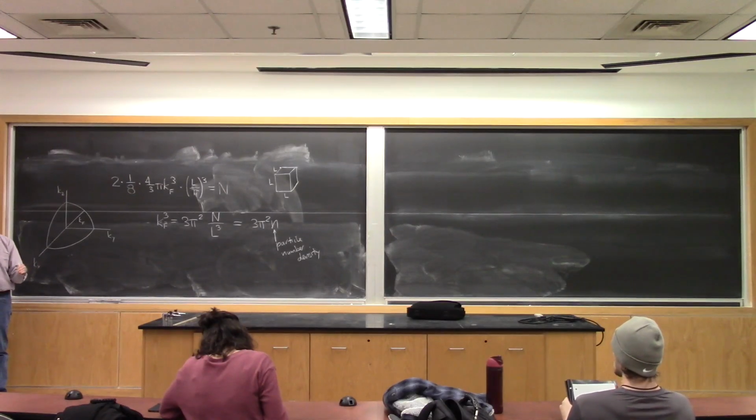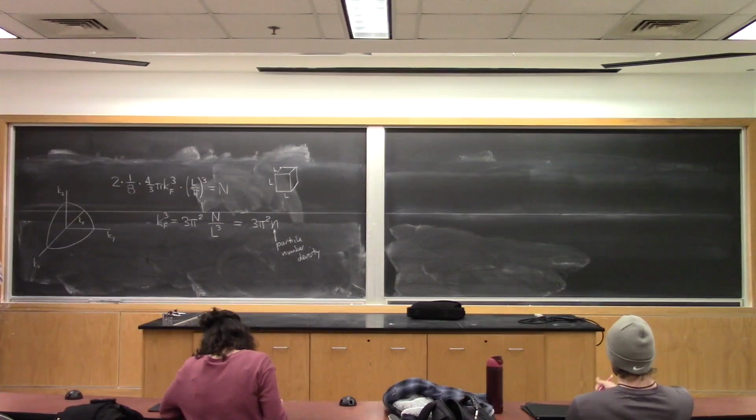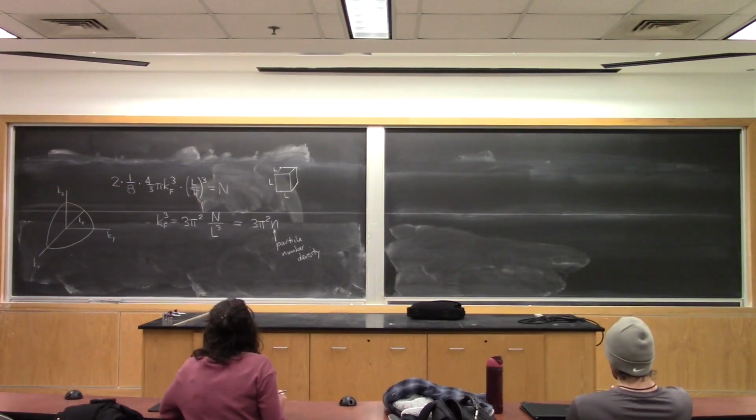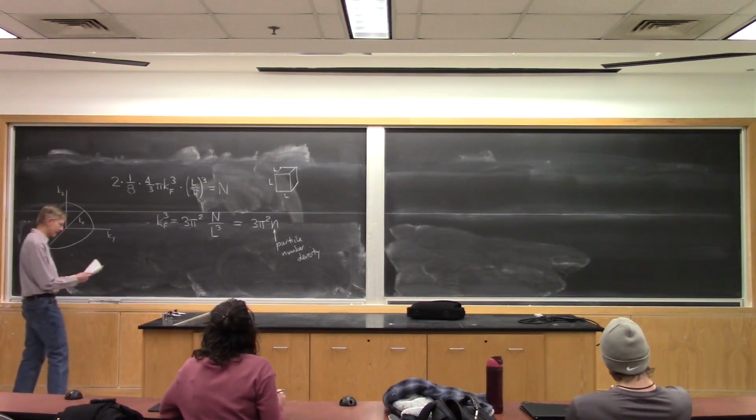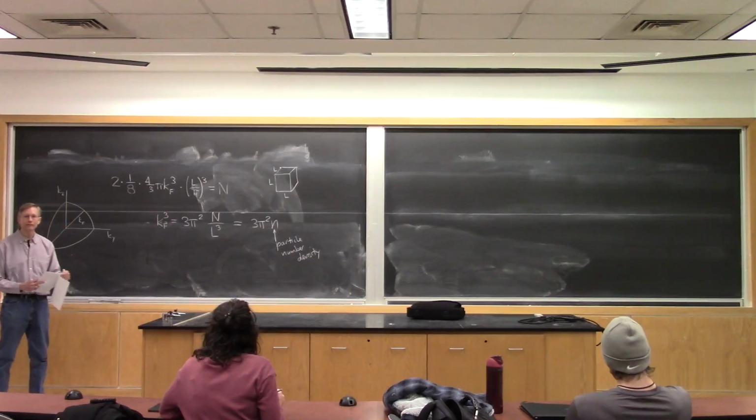So if I make the box twice as big in terms of volume, and I put twice as many particles into it, the Fermi radius would be exactly the same in both cases, because all that we need to know is the particle number density. So it's nice that that draws it out. What questions do you have at this point?